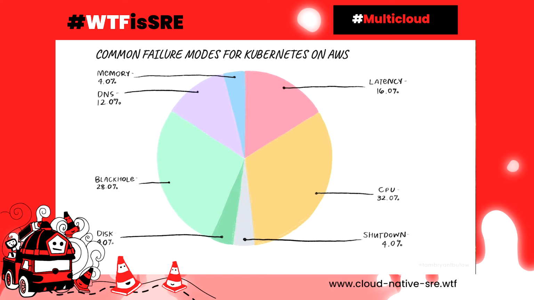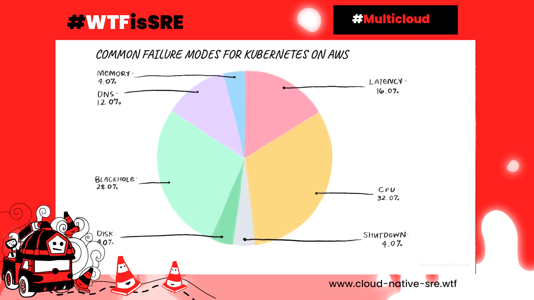It's similar to the previous data we looked at for all outages related to Kubernetes, but CPU is even higher. Instead of 25%, CPU is now 32% of issues when running Kubernetes on AWS. Then the next most common is black hole at 28%. Latency is also higher. Instead of around 11%, it's 16%. DNS is at 12%. Then there are much smaller amounts for shutdown, disk, and memory.